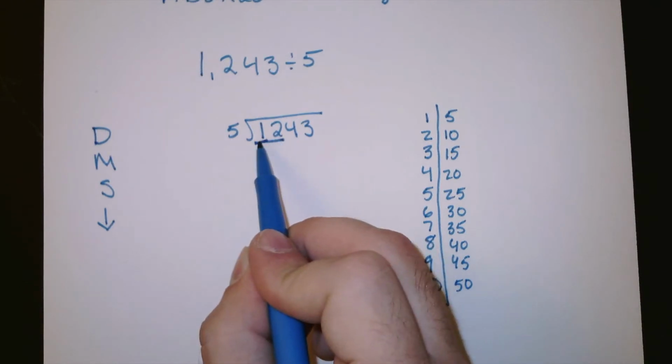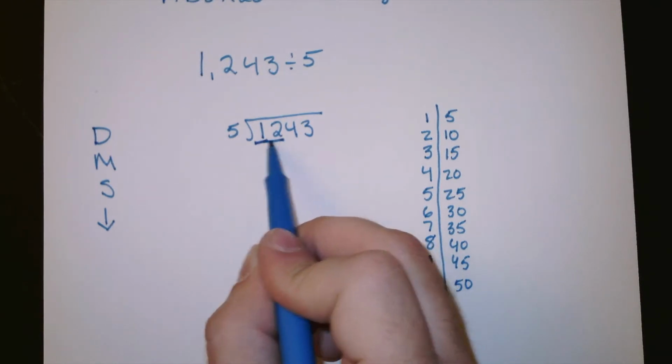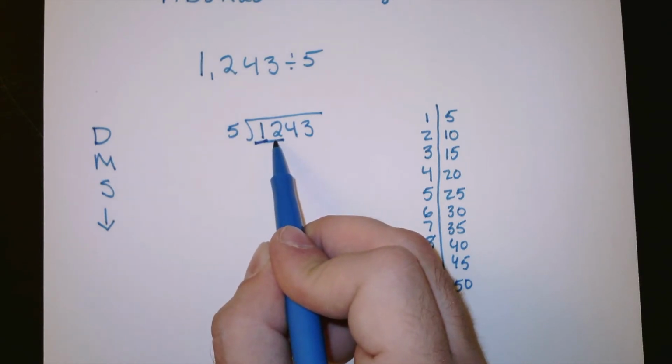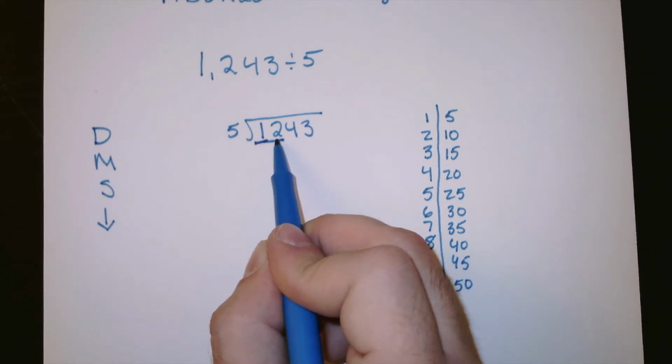So we can see that we're actually dividing 12 hundreds by 5. See, wherever my line ends here, whatever place value it stops under is what place value I'm dividing. And so in this case, my line stops under the hundreds, so I'm dividing the hundreds. 12 hundreds divided by 5.